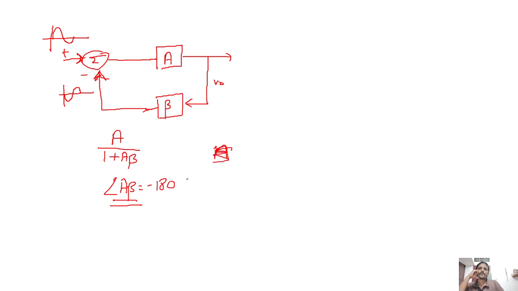A by 1 minus A beta. Now, depending on the A beta value, how is the system going to behave? If for this frequency A beta is less than 1, that means overall gain is decreasing, right? Yeah, correct.